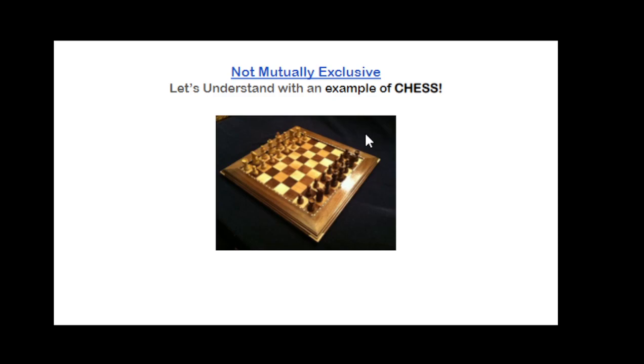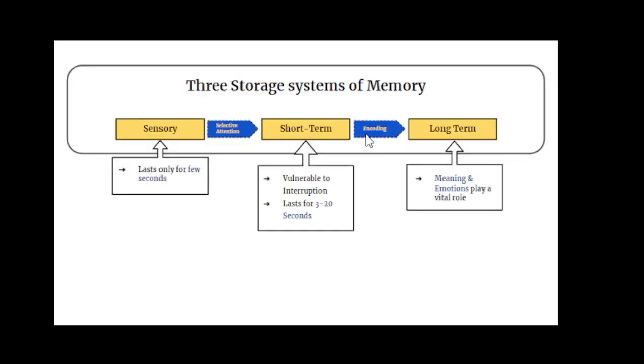And so the next thing is the three storage systems of memory that we have already seen briefly in the previous section. Now we'll see a little more technical details regarding these. So the basic structure is, as we know, sensory memory. Then, according to our attention, that goes to the short-term memory.